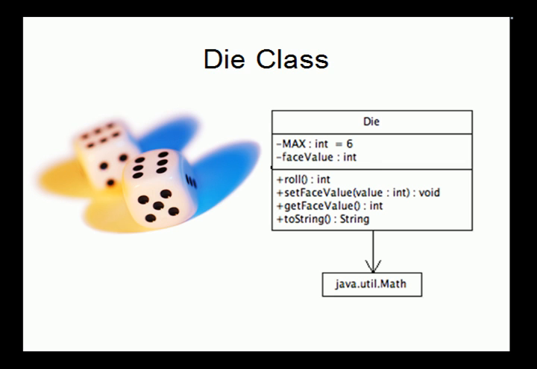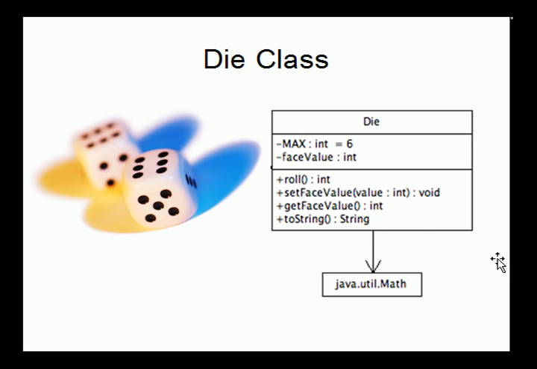To help you understand that a little bit better, let's think about a pair of dice. A single dice is called a die, and so we create a die class. Here we see a UML diagram for a die class, and in the UML diagram we have some data being hidden, a max, which is the maximum value that can be shown on the dice, 6, the face value, which is going to store the actual data for the face value, and then we have a number of methods.